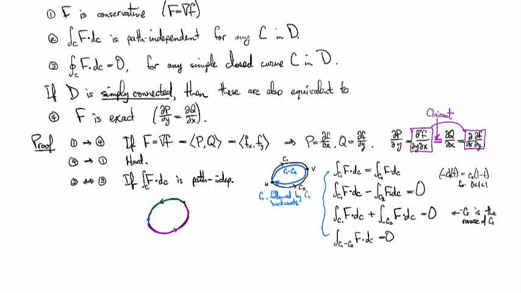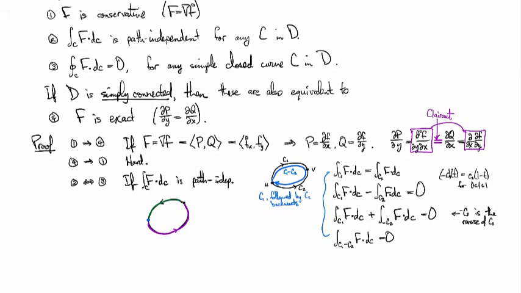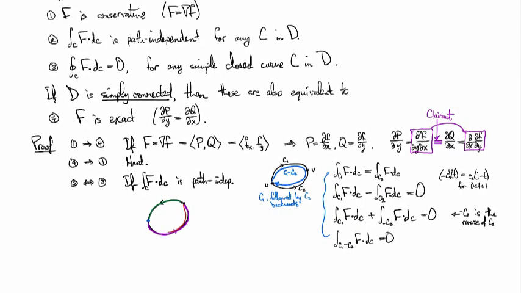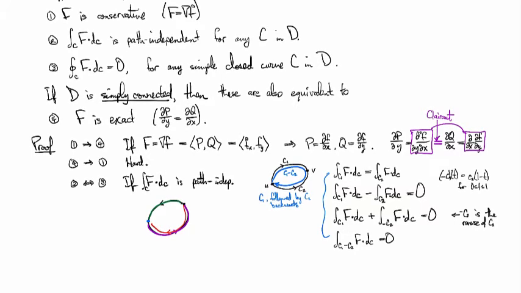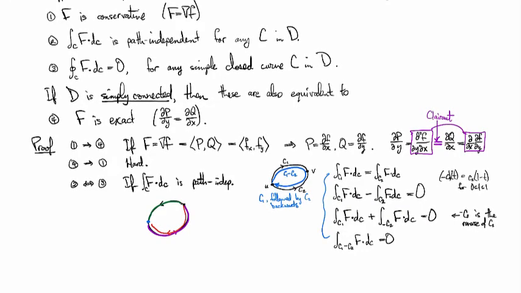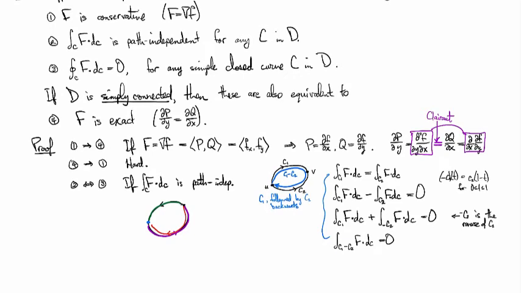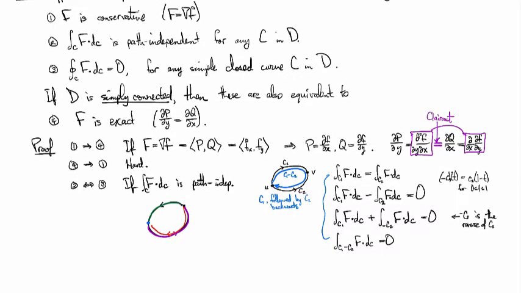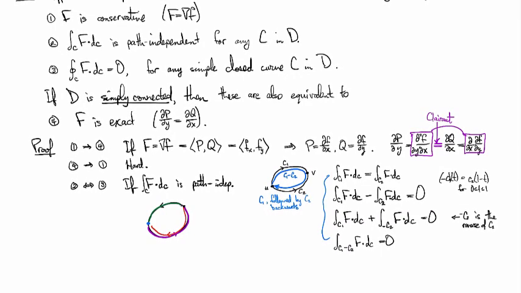And then that means if you reverse the orientation along here, so you're looking at the red one, then the red and green have to have the same value. So, okay, that's the sketch of why those two are equal to each other.